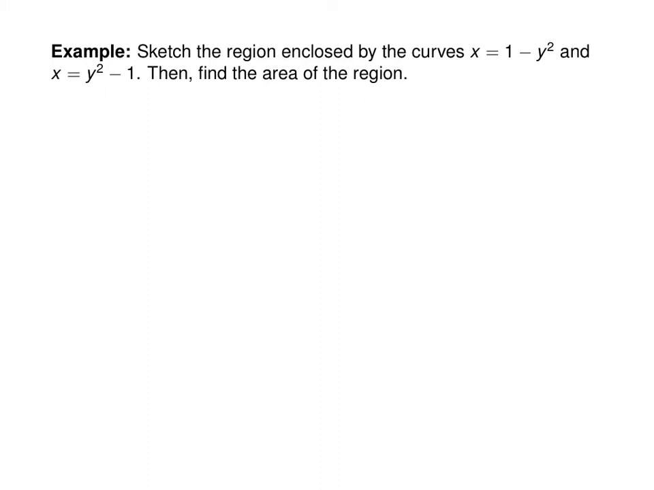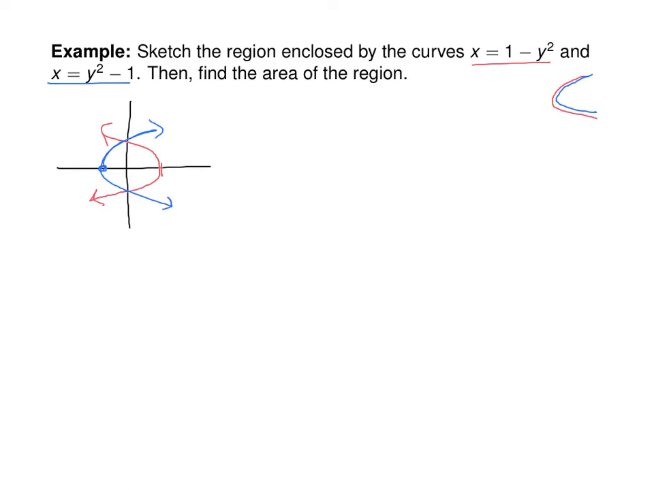Now next we have some sideways curves. x equals 1 minus y squared. So a standard y squared parabola looks like this. So the negative will reflect that over the y-axis and then shift it to the right 1. So there is 1 minus y squared. Now y squared minus 1 is this standard shape shifted to the left 1. And those curves intersect at y equals -1 and y equals +1.